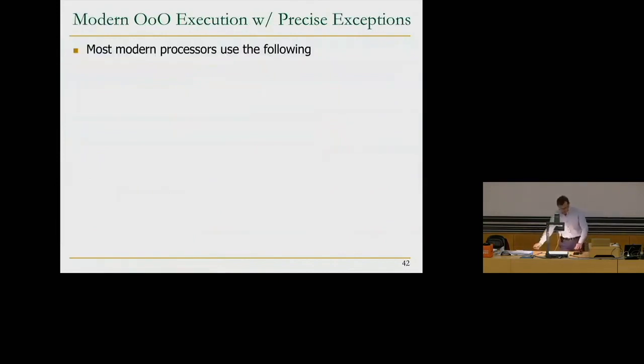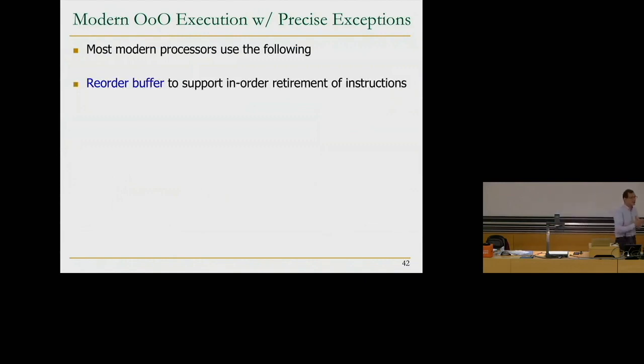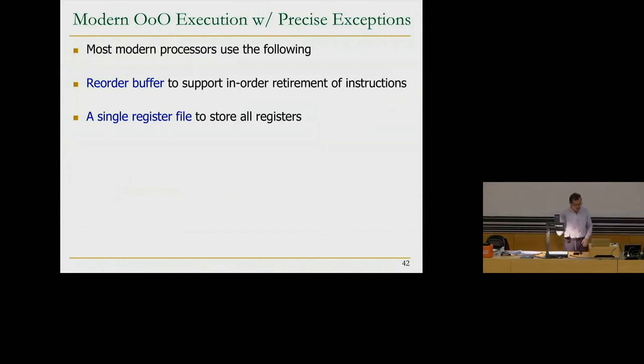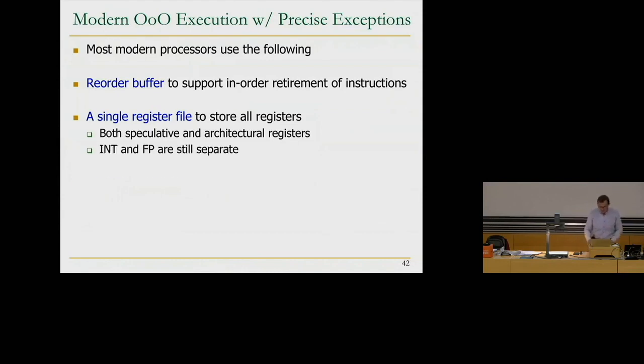Most modern processors, now I'm going to tell you exactly how modern processors do it. They use the following structures. They use a reorder buffer to support in-order retirement of instructions, just like we've discussed. But they use a single register file to store all of the registers, actually. There are some processors that use what I just discussed, but a lot of the modern processors use a single physical register file. There's a trade-off associated with this which we're not going to go into. This register file contains both speculative registers, meaning renamed registers, and also architectural registers, the architectural state. Integer and floating point are separate.